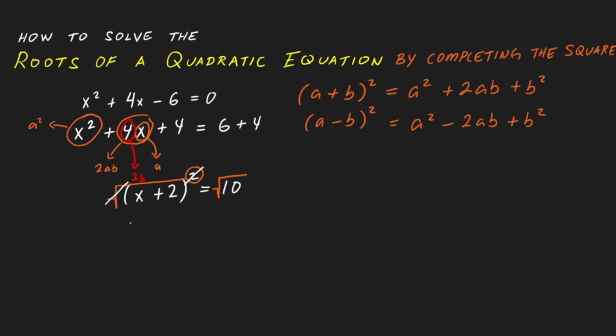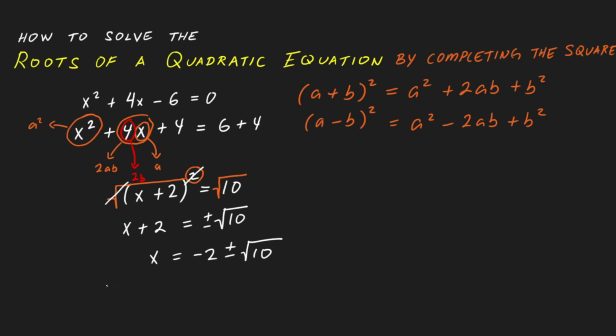I'm going to do this. So right here, I'm just going to write x plus 2. And of course, this becomes square root of 10. But don't forget, because we're square rooting, we need to take into account both positive and negative roots of 10. Okay, so there we go. So what is the next step here? Well, we can just move the 2 to the other side. And that becomes negative 2 plus minus square root of 10.